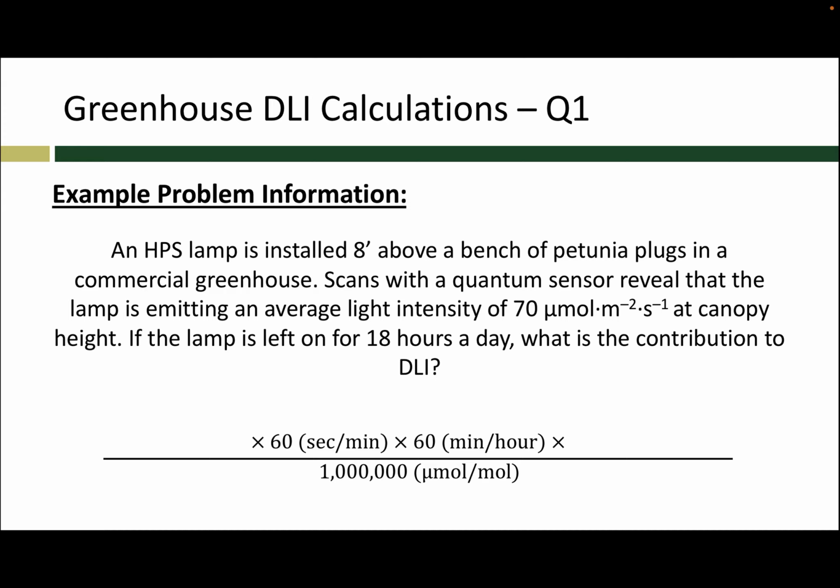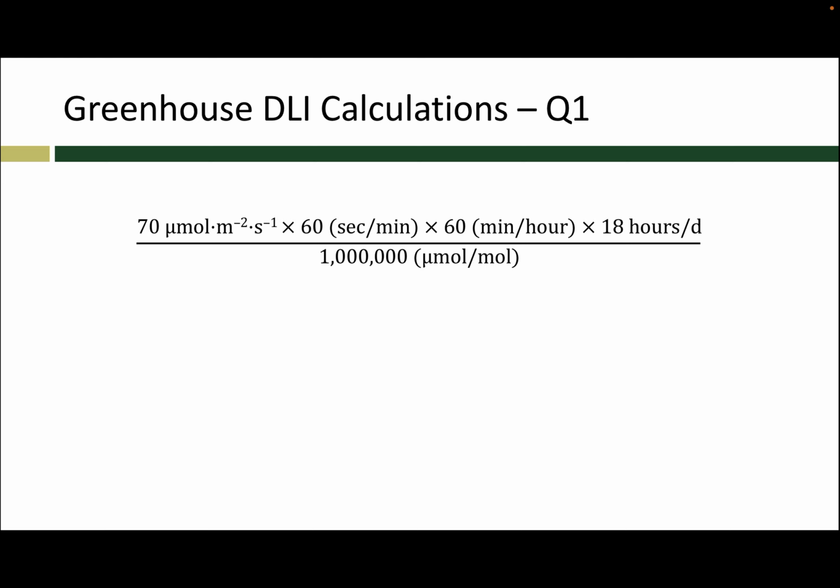And so you can see here in this case that, simply put, I would just slot in 70 micromoles per meter squared per second, and I would slot in 18 hours per day. And using this equation, I'd be able to solve for my final DLI. And so if we look, I went ahead and populated this equation with our correct answers that we pulled from that question so that we can move through the remaining steps.